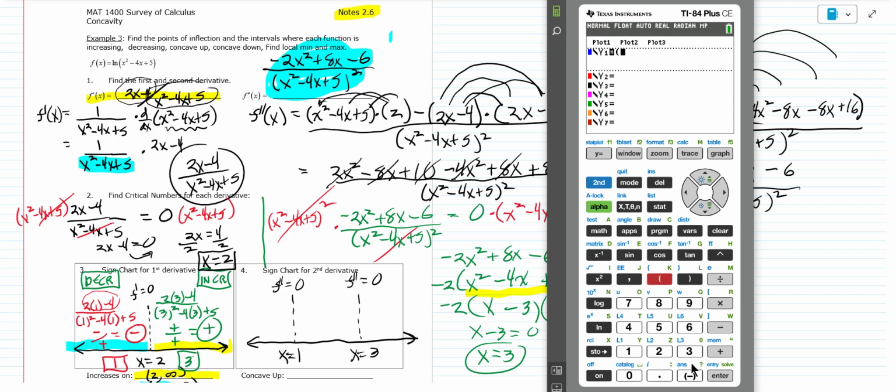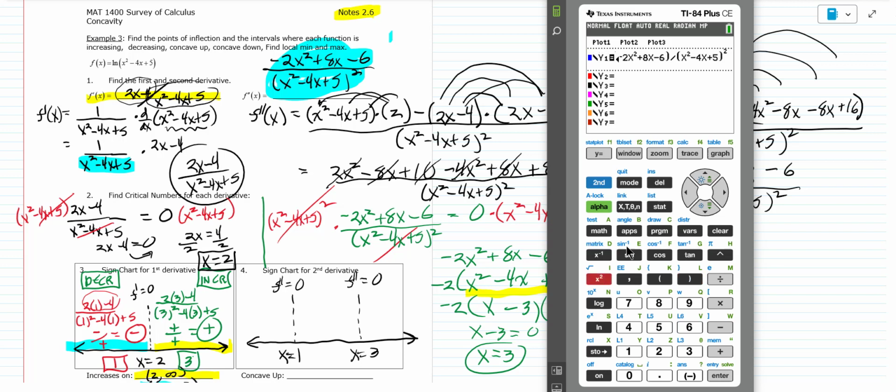So you want to go ahead and put in negative 2x to the second, plus 8x minus 6, and then divide by, and for the denominator you would put in just the way it is, parentheses x squared minus 4x plus 5 to the second power. Okay, and we're going to graph that in a standard window.